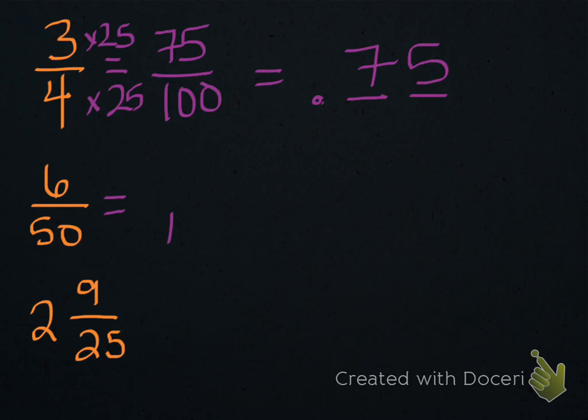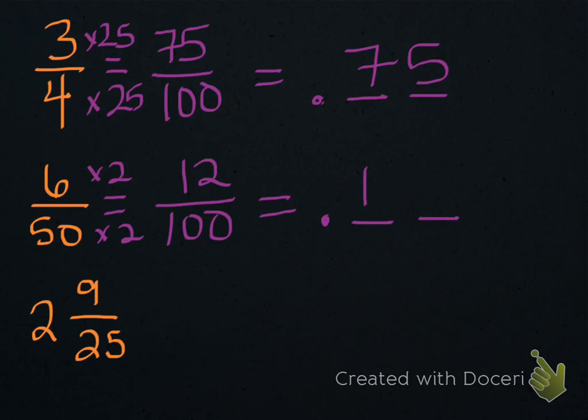Ooh, 50ths, I know I can get to 100. 50 times 2, 6 times 2, I get 12 hundredths, which is the same as point what? 0.12. Ooh, I threw in a mixed number here just for fun, or as my brother likes to say, funsies.